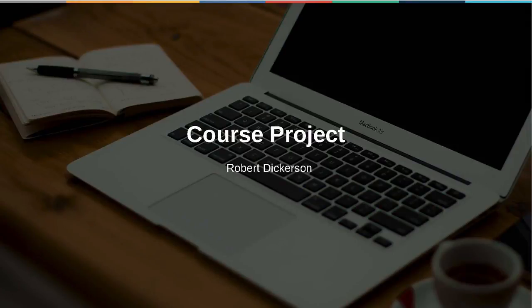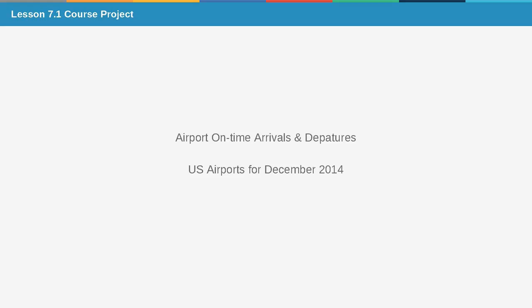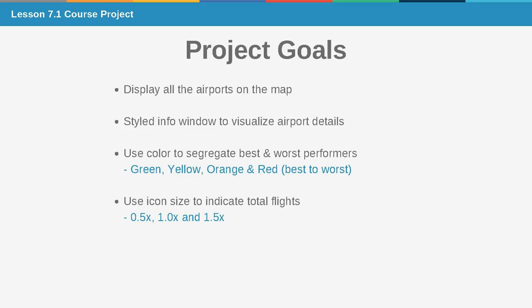Now that you've made it through the lessons in this course, let's take what you've learned and apply it in our course project. For the course project, we'll be creating an interactive visualization showing on-time arrival and departures for U.S. airports for the month of December 2014. There are a couple of goals we want to achieve with this project.